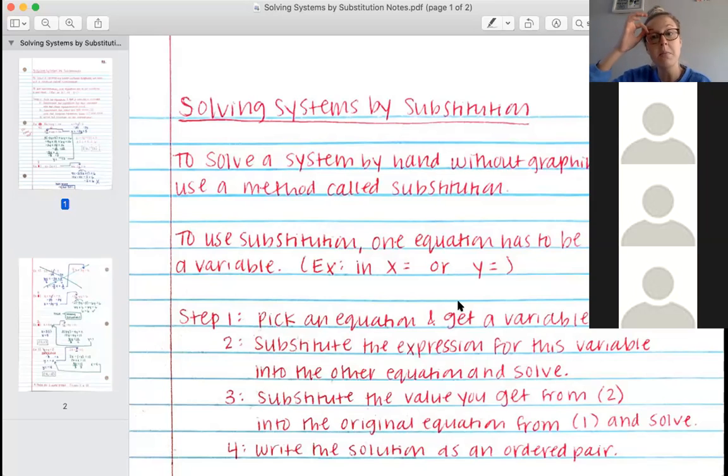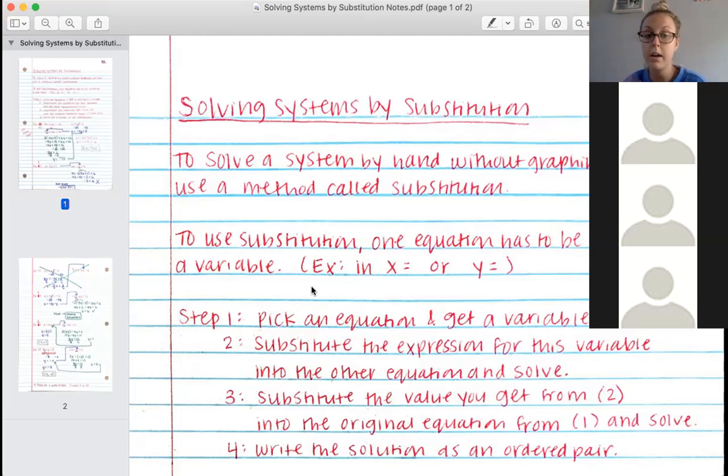To solve a system by hand without graphing, you can use a method called substitution. To use substitution, you should have learned in the videos yesterday that one of the variables has to be by itself. It can be X or it can be Y, doesn't matter, but you have to get one of them by itself. Once you have one by itself, you put it in for whatever letter it said it equaled in the other equation. Then you solve that equation, and whatever you get, you put back into the one you started with.